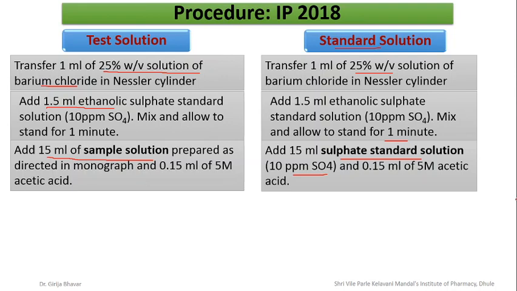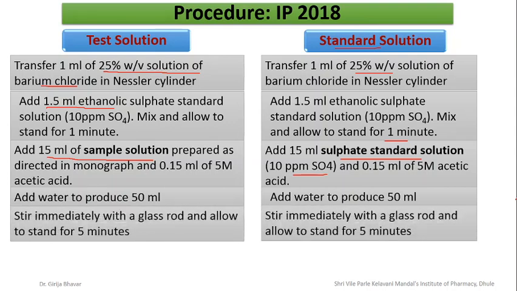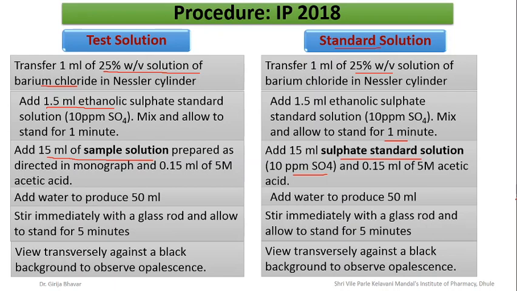Then in both the Nessler cylinders, add sufficient water to produce 50 ml. Then stir immediately with a glass rod and allow to stand for 5 minutes. Then view both the Nessler cylinders transversely against a black background to observe the opalescence.